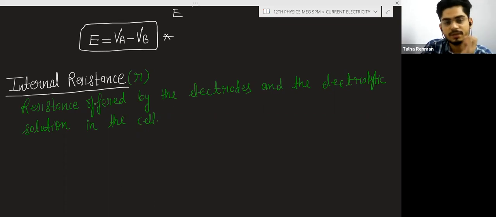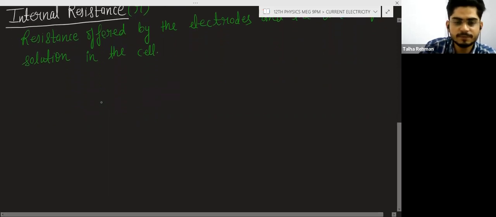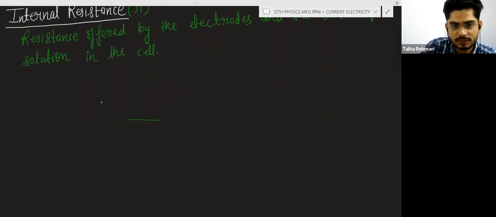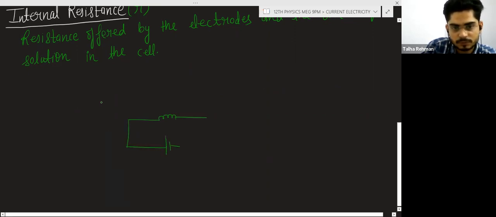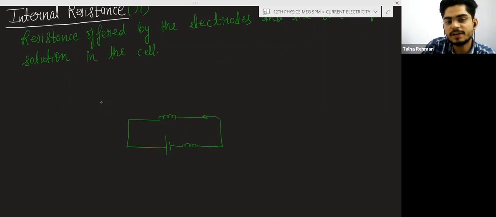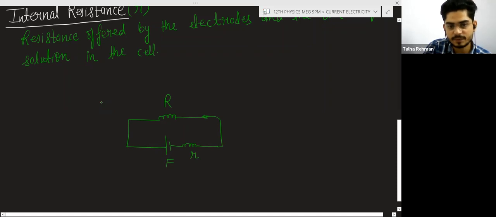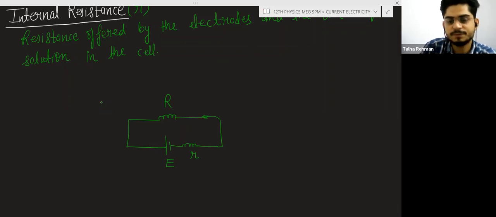Now what is the significance of internal resistance? So what will happen? Suppose this internal resistance is the resistance offered inside the cell. Here R, here small r, here E is the EMF of the cell.